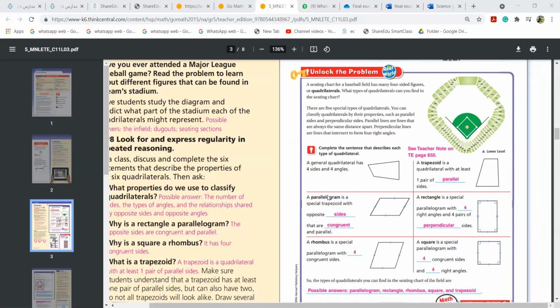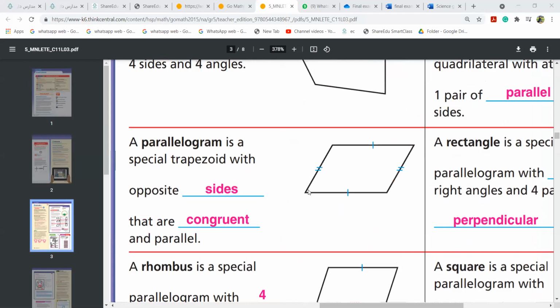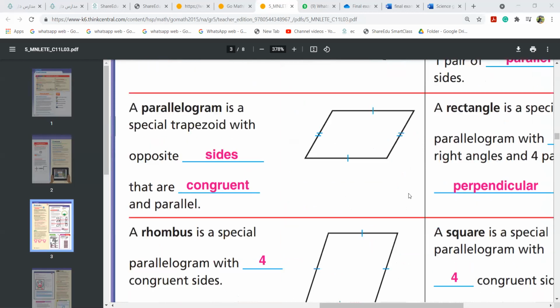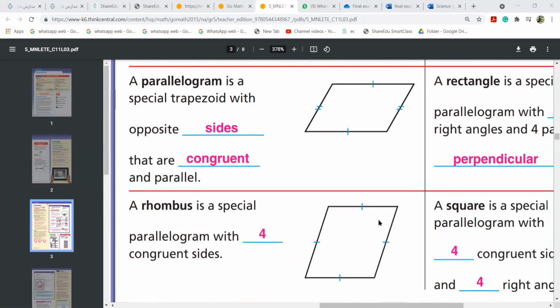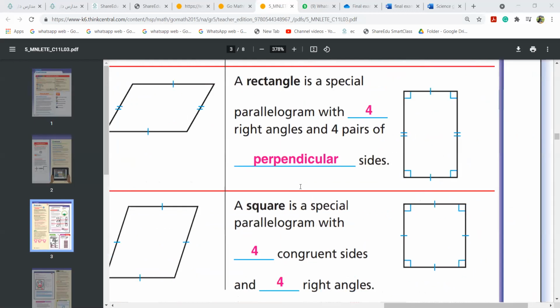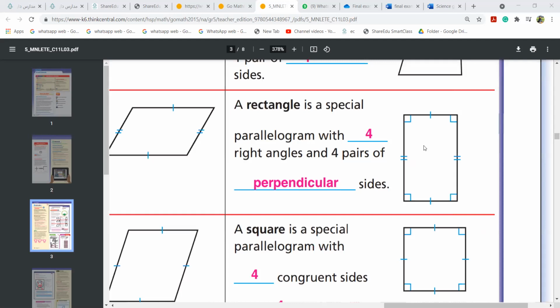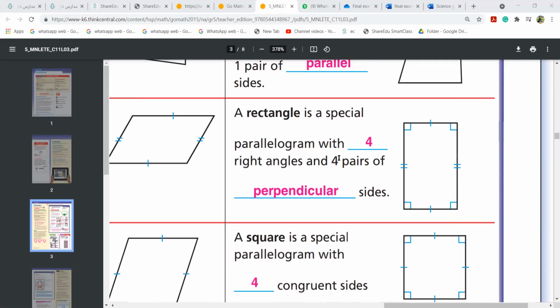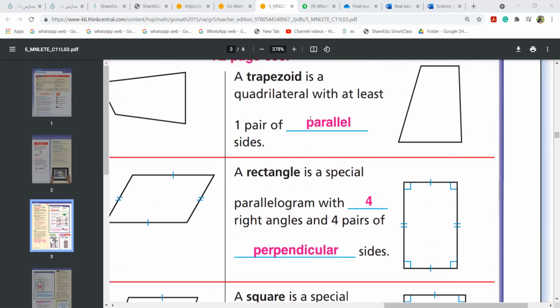A parallelogram is a special trapezoid with opposite sides that are congruent. What is the meaning of congruent? Same length, same sides. And how many congruent sides does this parallelogram have? 4 congruent sides, because one line, one line, one line, one line. A square has 4 congruent sides and 4 right angles. A parallelogram with 4 right angles and 4 pairs of perpendicular sides. 1 pair of parallel sides.